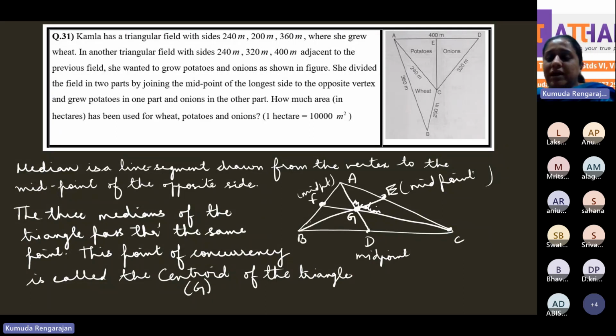Concurrency: when two lines meet, we say point of intersection. If more than two lines meet, it's called the point of concurrency. That's all. When more than two lines pass through the same point, it's called the point of concurrency. In any triangle, the three medians are concurrent. That means they'll pass through the same point, and that point of concurrency is called the centroid of the triangle.